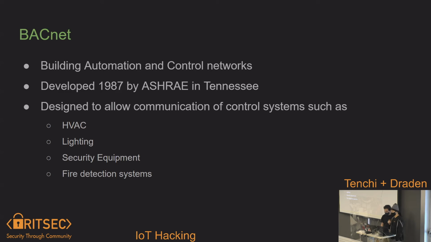All right, next up we've got BACnet. BACnet stands for Building Automation and Control Networks. This was developed in 1987 by the American Society of Heating, Refrigerating and Air-Conditioning Engineers, which was located in Tennessee. Now their headquarters is in Atlanta, Georgia. It's designed to allow communications of control systems such as HVAC, as in the acronym of the people who developed it, lighting, security equipment, and fire detection systems. And funny enough, this whole building is also powered by BACnet, so very cool stuff can be done with this building as well.